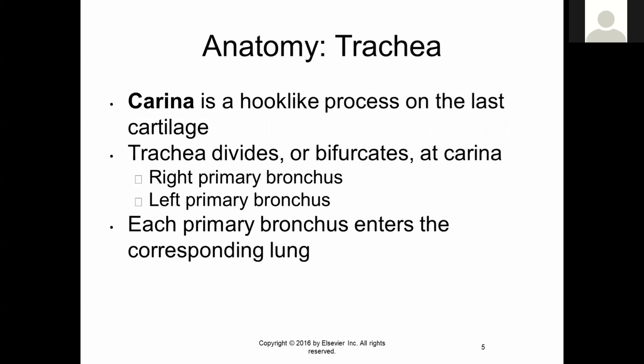Anatomy that you should know with regard to the trachea is the carina. This is a hook-like process on the final cartilage of the trachea. And this is the dividing point. The trachea bifurcates at the carina into right and left primary bronchi. Each primary bronchus enters the corresponding lung.